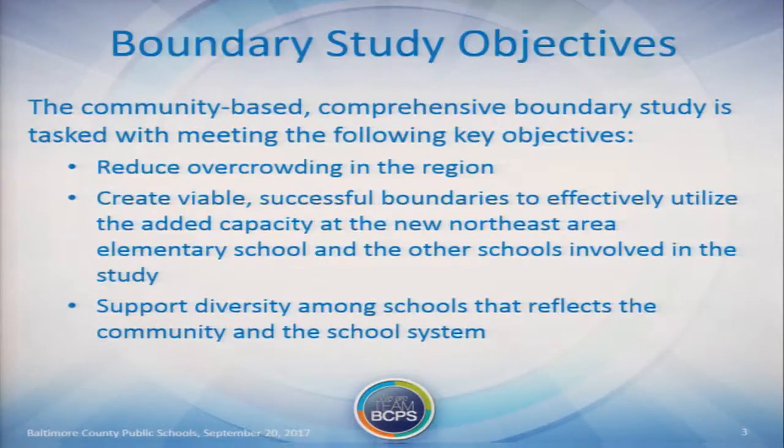Before we get there though, I want to do another overview on our objectives, because these are really important and these are kind of the rules to follow when you look at making boundary adjustments. So the key objectives for you as a committee are to reduce overcrowding in the region, to create viable, successful boundaries, to utilize the added capacity at the New Northeast Area Elementary School and other schools involved in this study, and to support diversity among the schools that reflects this area, the community, and the school system.